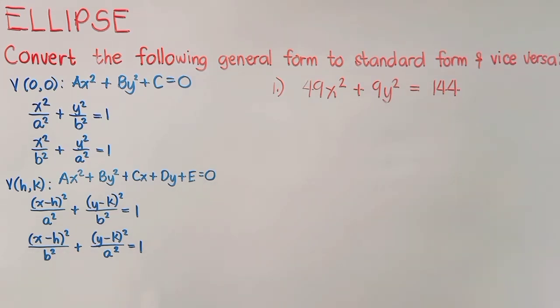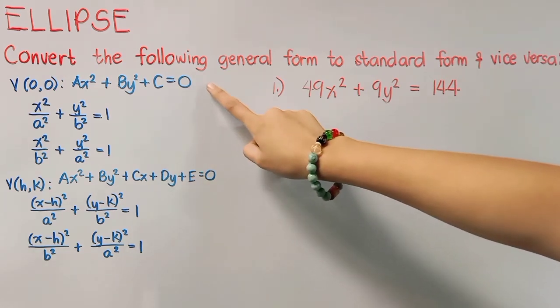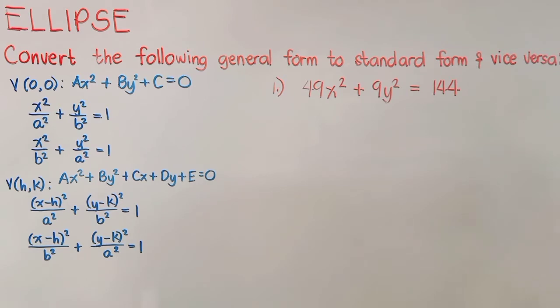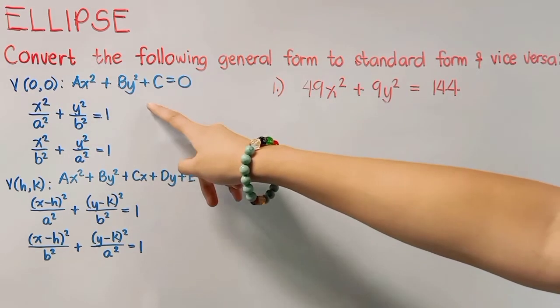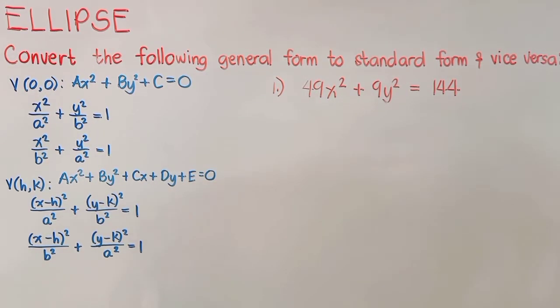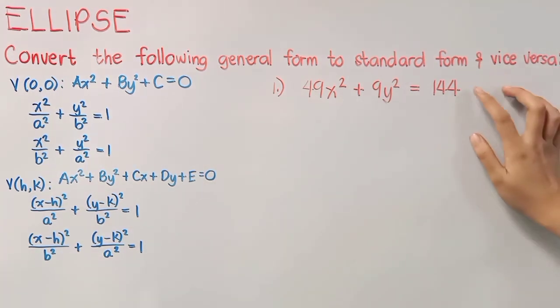Let us start with number 1. We have here 3 terms, which looks like this. Therefore, our expected answer should also look like this one. Our expected answer should have 1 on the right side.